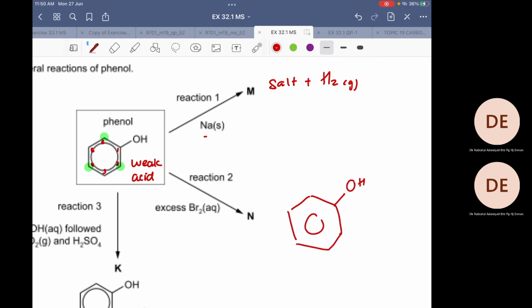So OH is carbon number 1. 2 will be here, bromine, bromine, and bromine. Okay? If you just answer one bromine attached to phenol, it's wrong. Because it's so reactive that all the 3 possible or the 3 activated positions of carbon will be substituted, all the hydrogens will be substituted with bromine.